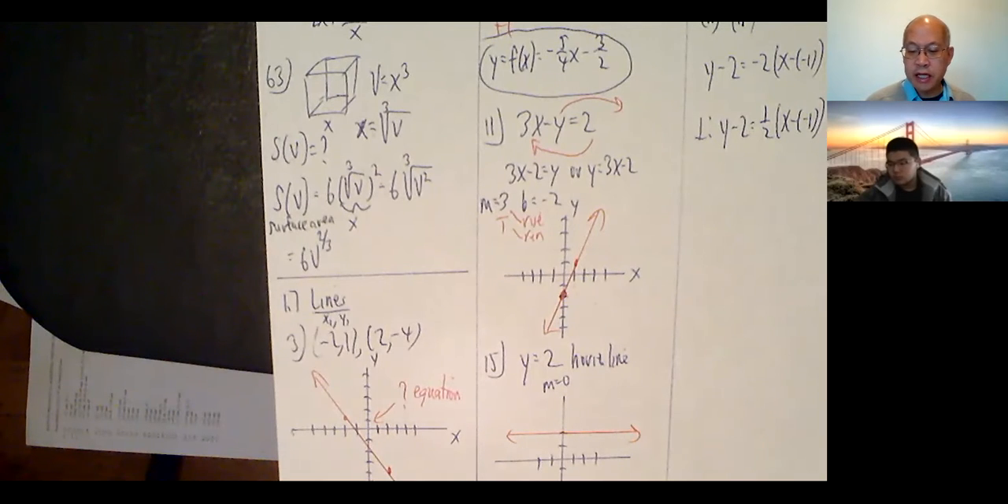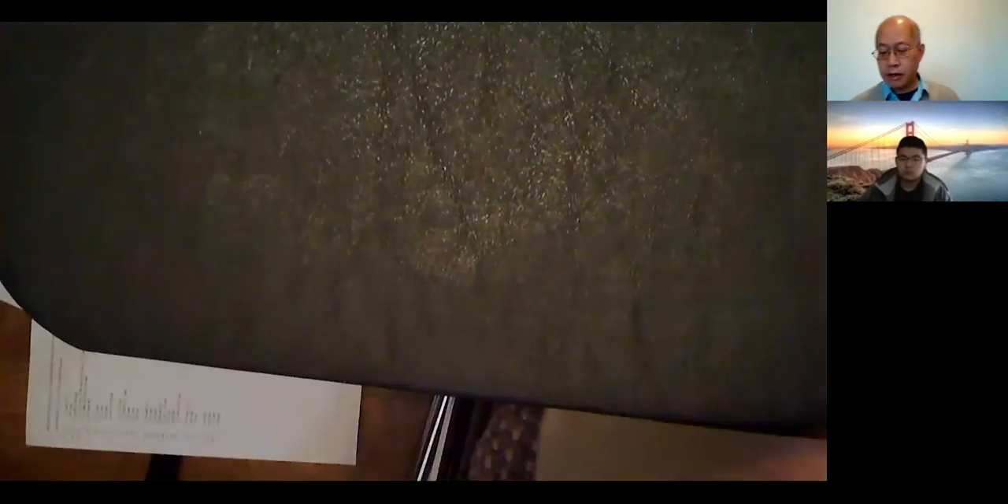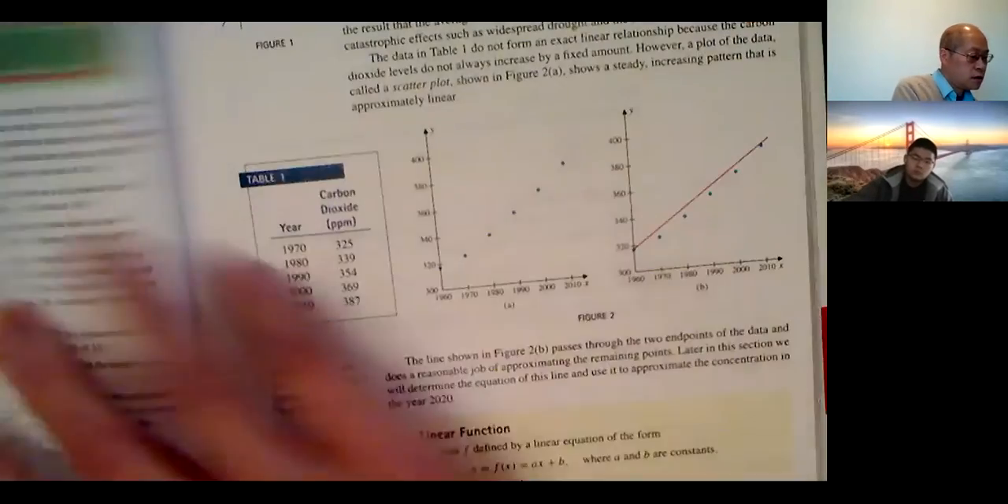Okay, I wanted to show you 67 because that's harder. We're not here yet, but it's already there. 67. Somewhat involved.